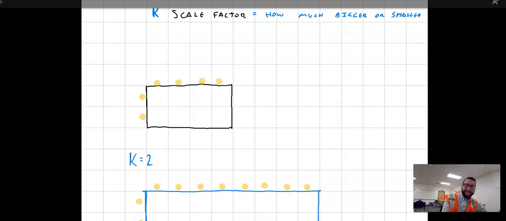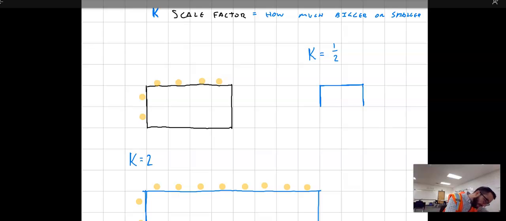Likewise, you can also make it smaller. Maybe I want it to be half the size, so let's say k equals 1/2. That means my scale factor is 1/2, so make it half the size. It was 2 squares tall, so now it's only going to be 1 square tall, and it was 4 squares wide, and so now it's only going to be 2 squares wide.